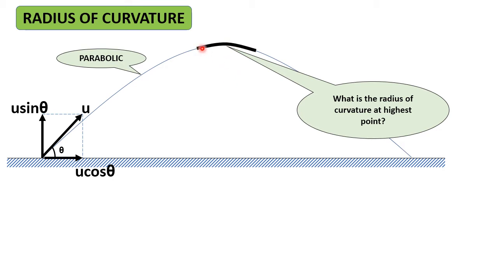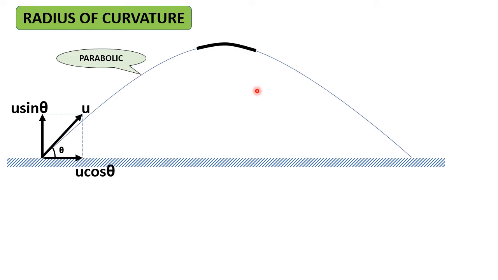Now, though this small piece of arc is parabolic in shape, it is so small that we can imagine that there may be a circle of certain radius r whose curvature exactly fits on this small piece of the parabola. Therefore, whatever the radius of this circle, this r, will be the radius of curvature of the small piece of the arc of the parabola.